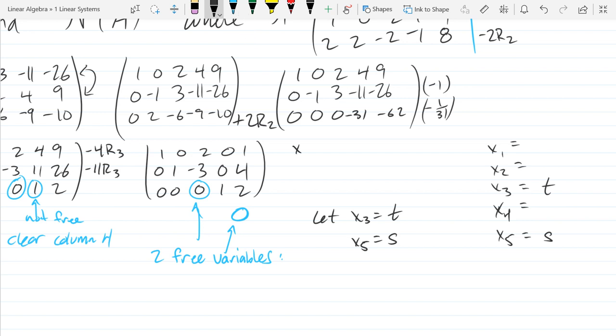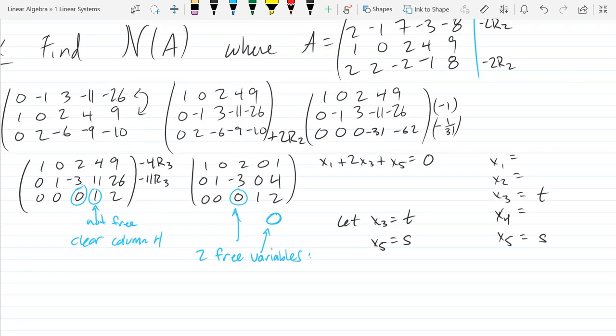And of course, you can write out your equations. The first equation, x1 plus 2x3 plus x5 equals 0. So remember, there's an invisible 0 on the right, which absolutely you could write your zeros on the right side if you really want to. But just remember, and of course I stopped writing that vertical bar to indicate there were zeros, so I'll fix that. There's these invisible zeros on the right side. So write down your other equations and then solve for x1, x2, and x4.